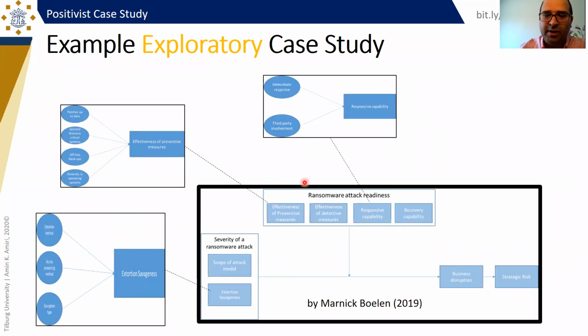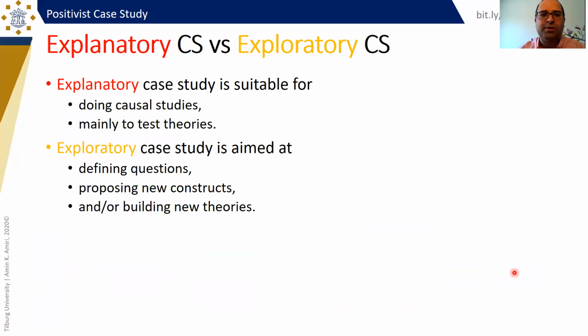And this is what Marnik did. What he has found, in this part, is in a way not new. He just said that, okay, severity of the ransomware attack, business disruption, and strategic risk. But what he has found here and here to explain these is new. For example, for extortion, he has found that the extortion method is important, the access preventing method is important, and so on and so forth. So these are explained in higher detail to figure out how a ransomware attack can result in a strategic risk.